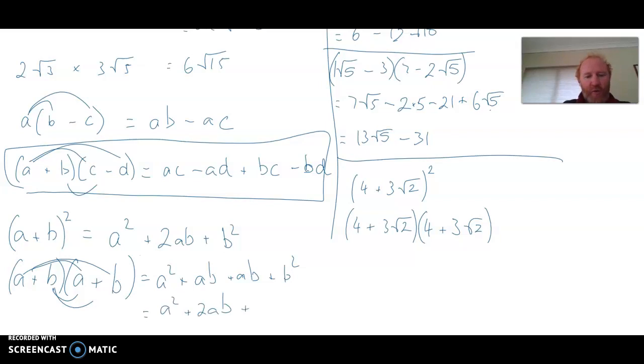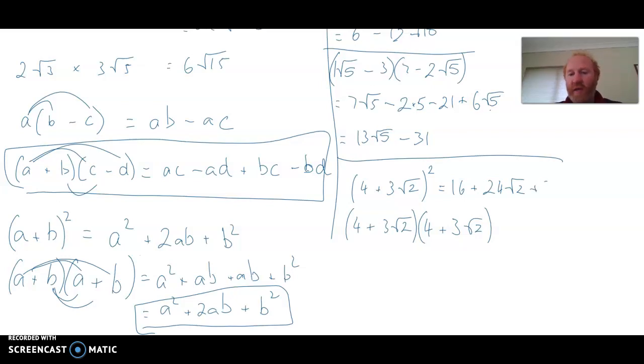Now, since we know that that's a standard form, we can just jump straight to that form, which is what I'm going to do in this question. A squared in this case is 16. 2 times a times b, that's 2 times 4 is 8, times 3 is 24 root 2. And then I've got b squared, so 3 times 3 is 9, root 2 times root 2 is 2, 9 times 2 is 18.